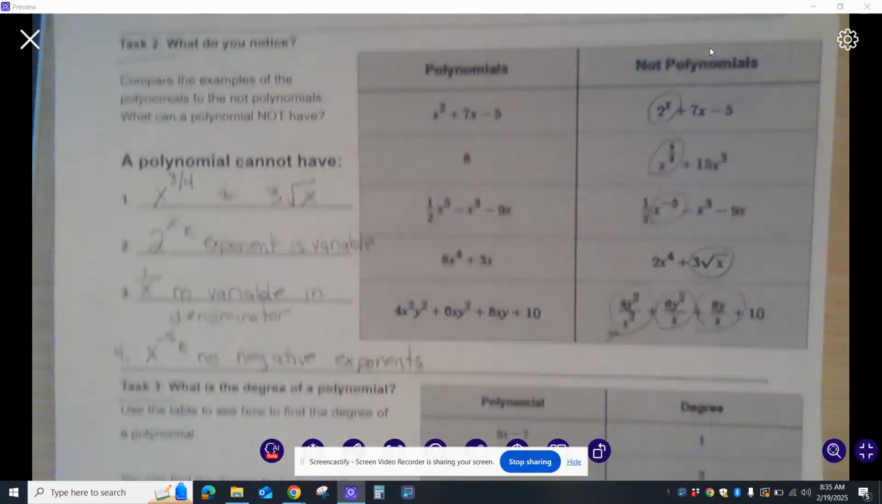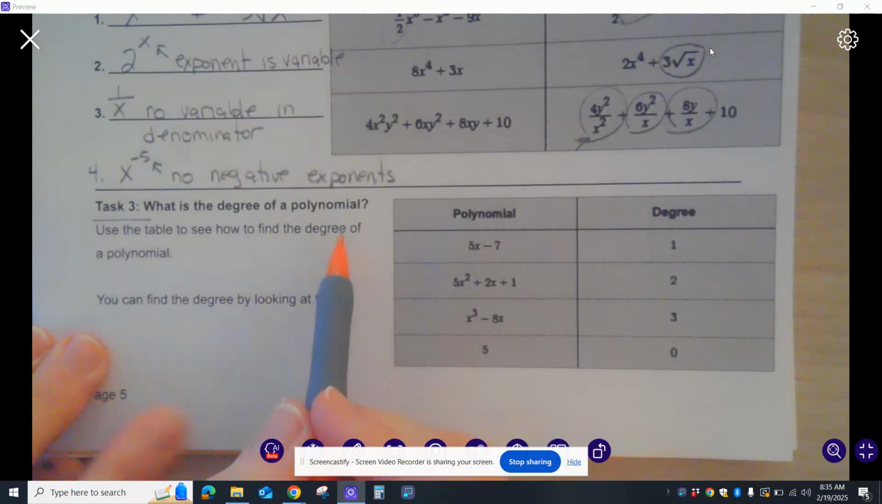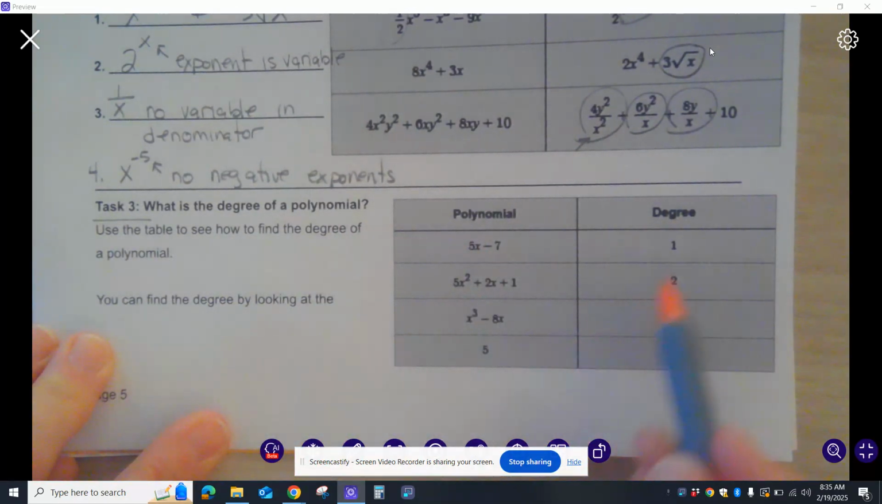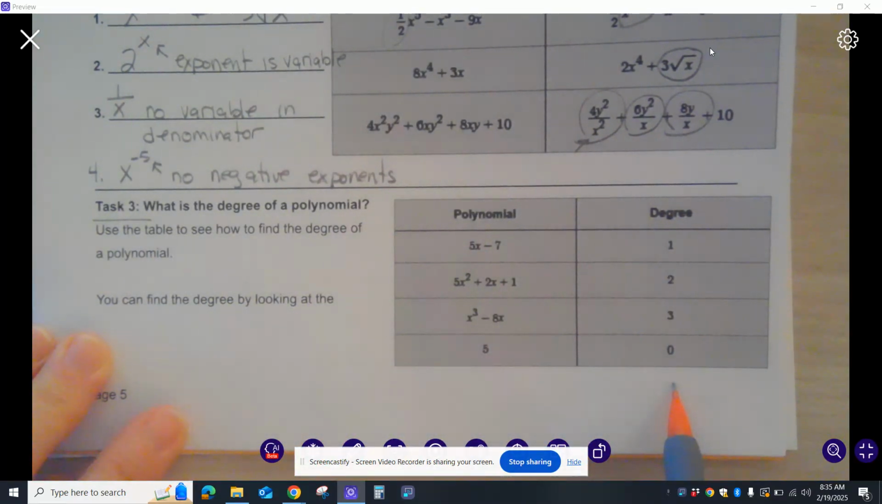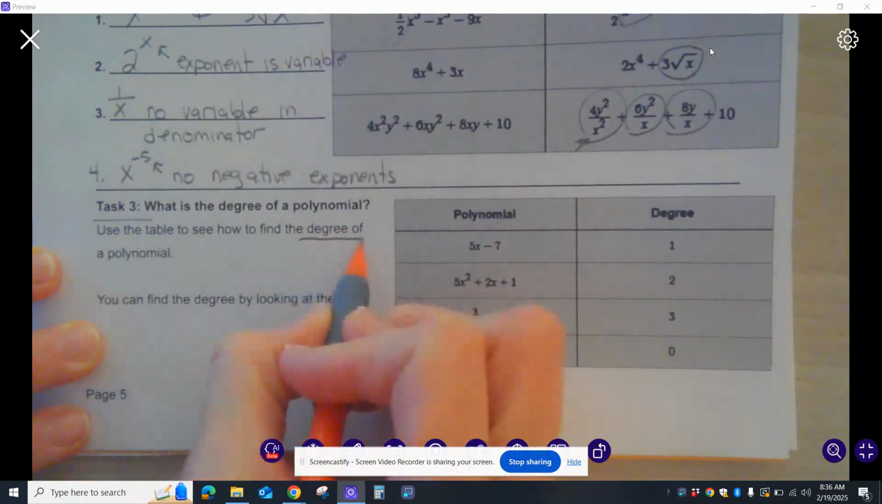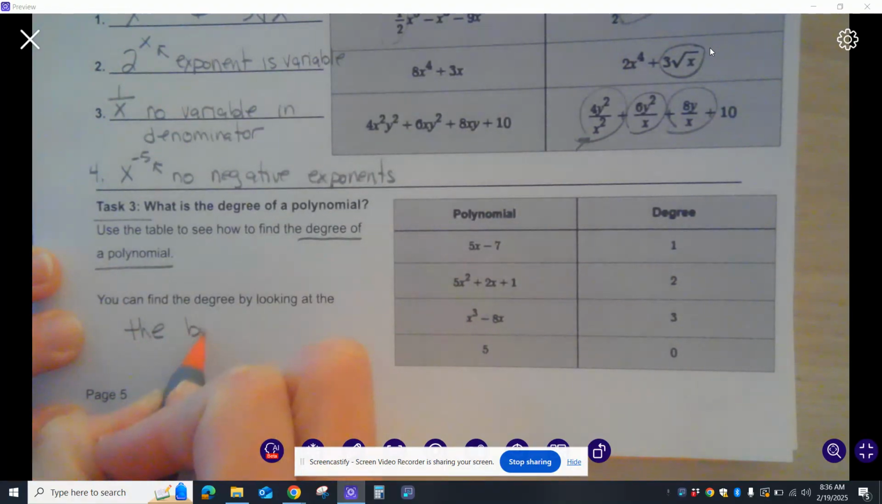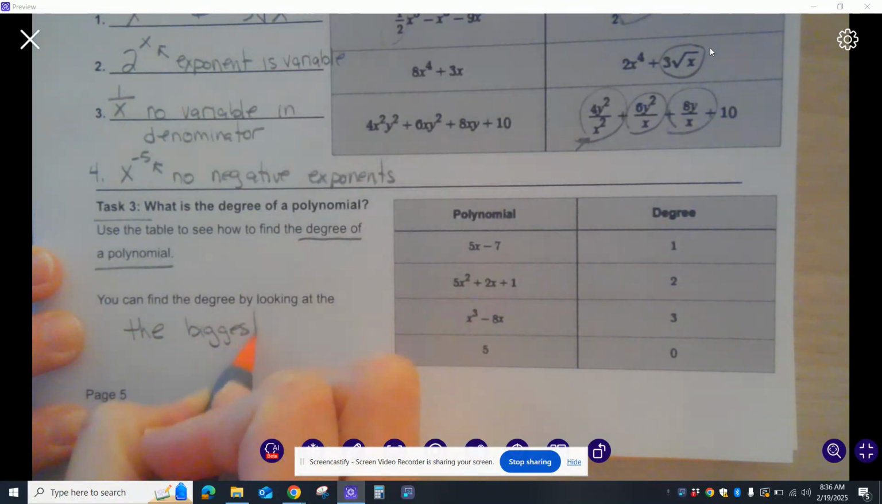Task 3 says, what is the degree of the polynomial? So here's some polynomials. Here are the degrees. It says use the table to find the degree of a polynomial. How can you find it? You can find the degree by looking for the biggest exponent.